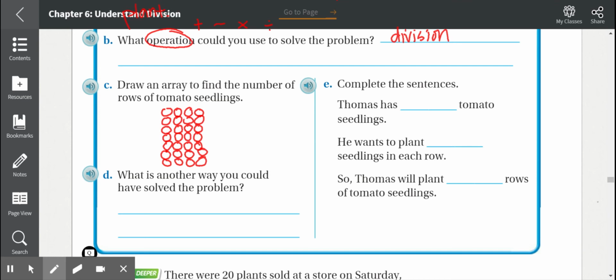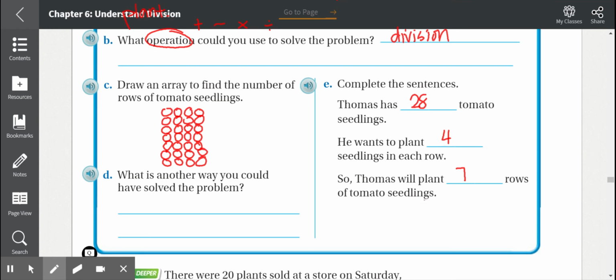Okay, so we have rows of 4, a total of 28. How many rows is that? That's 1, 2, 3, 4, 5, 6, 7. Let's complete these sentences. Thomas has 28 tomato seedlings. He wants to plant 4 seedlings in each row, so Thomas will plant 7 rows of tomato seedlings.